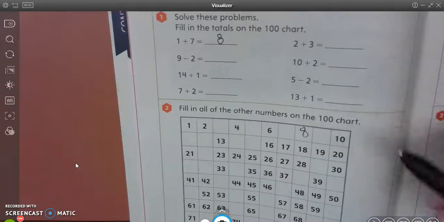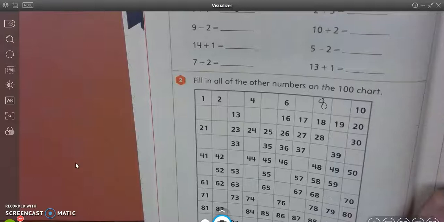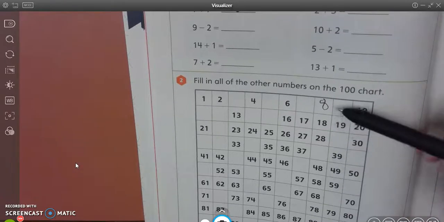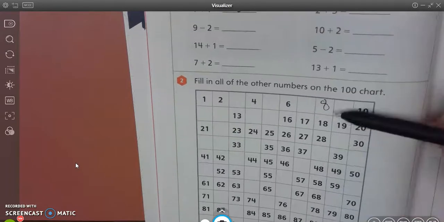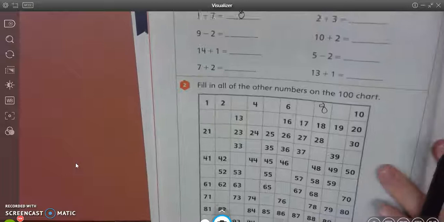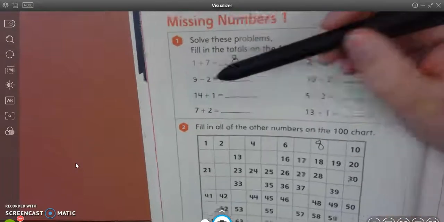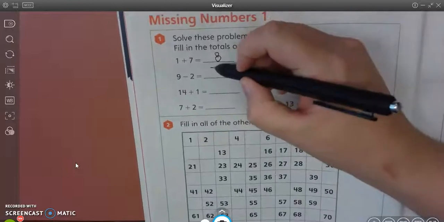I also remember from what we talked about earlier that whenever you go down the rows, they all end in the same number. So I can check my work by saying all these end in 8. So it must be right that I put 8 there. Let's try another one. 9 take away 2. That is 7.